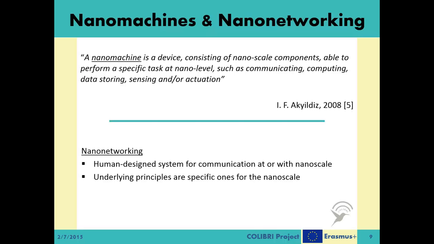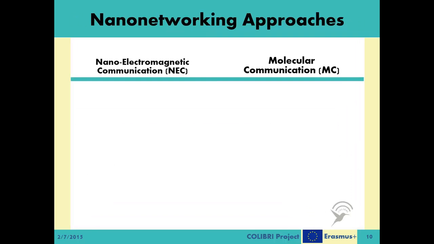Going one step further, when we are talking about nanonetworking systems, we focus on human-designed systems for communication at or with the nanoscale. So at least one component of the whole communication process should be in nanoscale for a system to be called a nanonetworking system. Also, the underlying physical properties and principles in the system should be specific to the nanoscale. Based on this definition, there are currently two main approaches for nanonetworking in the related literature: nanoelectromagnetic communication, the NEC, and molecular communication, the MC.